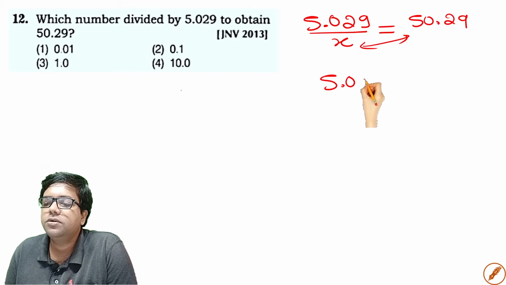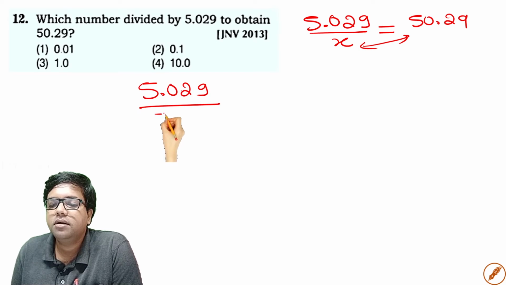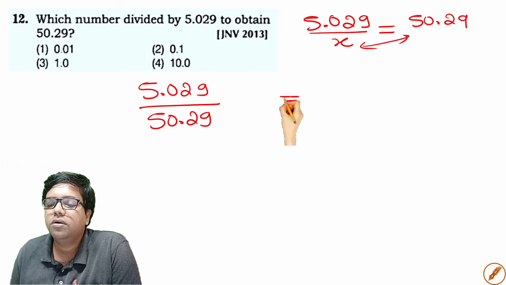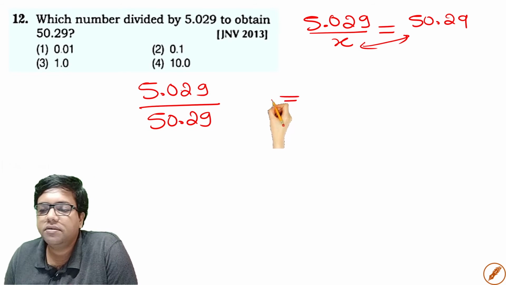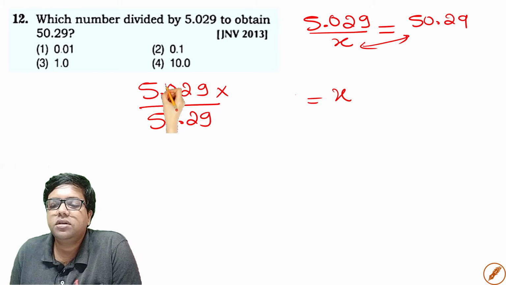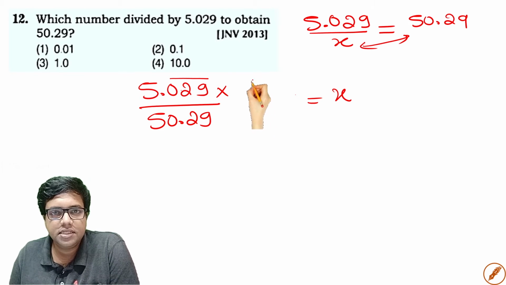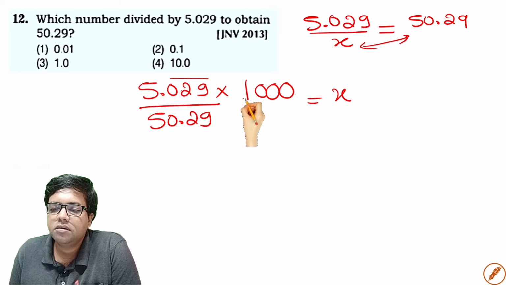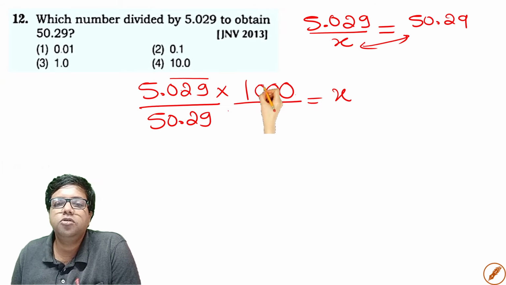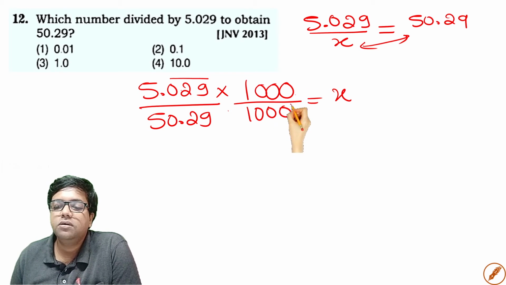So 5.029 by 50.29. In order to take away the decimals, you will have to multiply by a number here. There are 3 digits after the decimal point, so we will multiply 1 with 3 zeros. When you multiply 3 zeros in the numerator, you also have to multiply the 3 zeros in the denominator, right? So now what will you get?